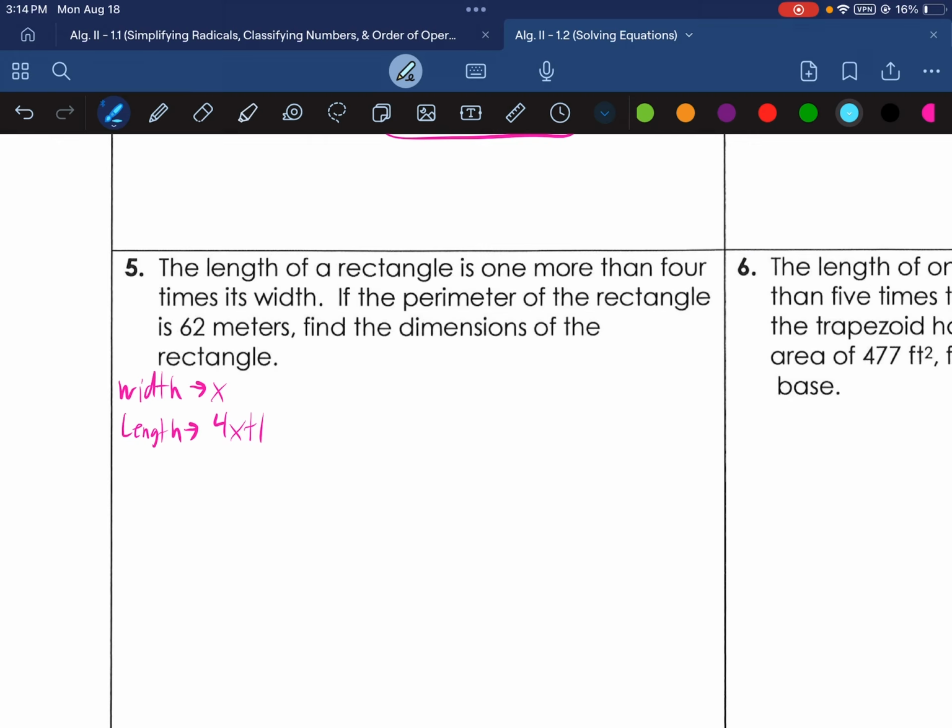Perimeter is adding up all sides of the rectangle. So a rectangle has 2 lengths and 2 widths. So we have to do 2 of x as well as 2 of 4x plus 1. So we have to double each of them. And if we add all of that up, we get 62 meters. So you can either write x plus x, or just write 2x, and you could write 4x plus 1 plus 4x plus 1, or do what I did and write 2 times that.